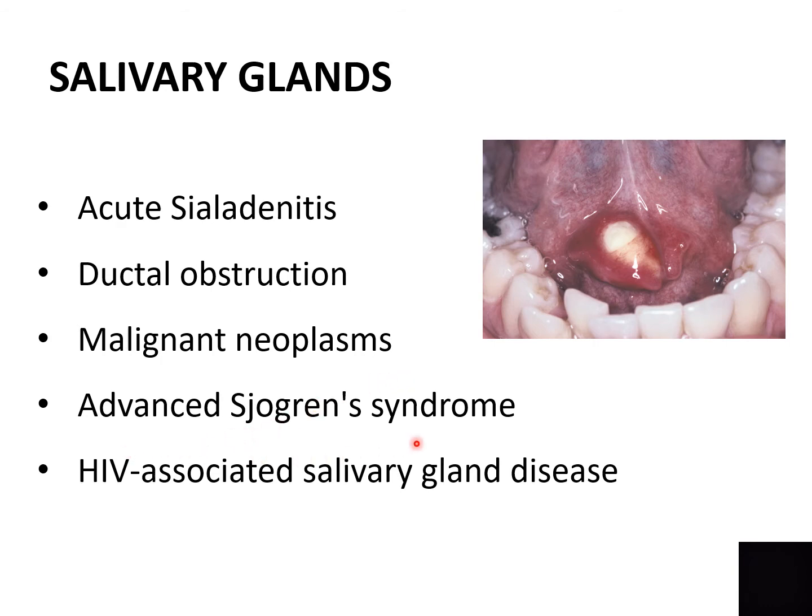Advanced Sjogren syndrome can also present with pain. So remember primary, secondary Sjogren's, its association with autoimmune disorders, xerostomia, xerophthalmia, and the increased risk of lymphoma in Sjogren syndrome. And then involvement of the salivary glands in HIV can also present with pain, and you can read more about these topics separately.